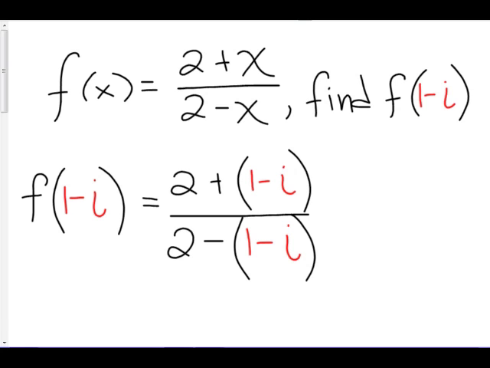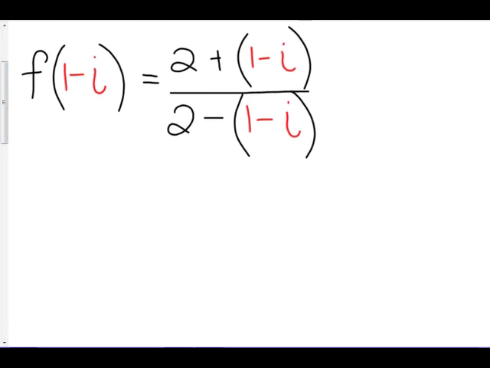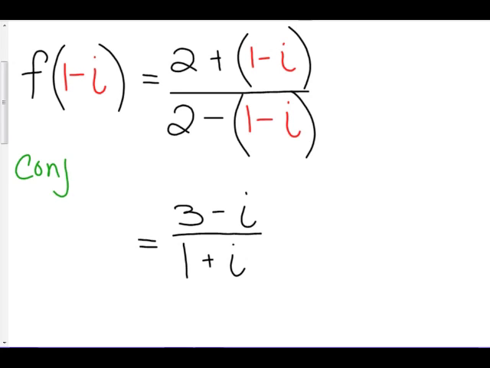Well, let's group our like terms right now. 2 plus 1 is 3, and we have the minus i. On the bottom, 2 minus 1 is 1, and we distribute the negative to the negative i to make plus i.